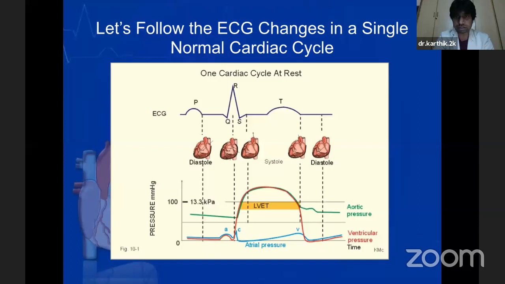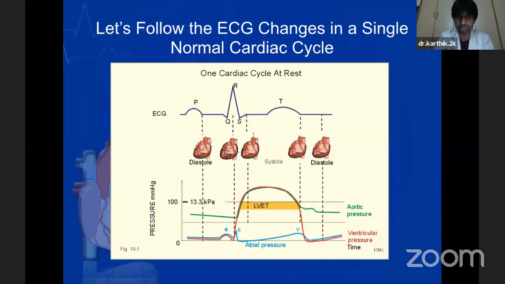Then ventricular repolarization starts and the ventricles slowly start to relax until the semilunar valves close and the ventricles enter into the phase of diastole again. So these are the mechanical events that follow the electrical events on the ECG paper.